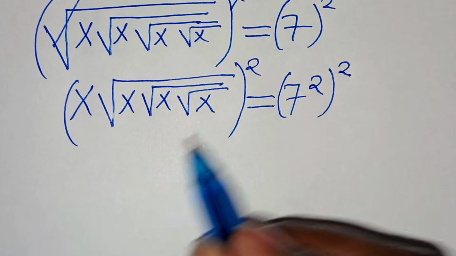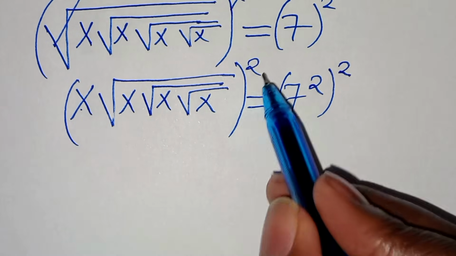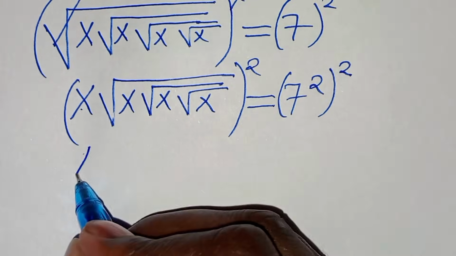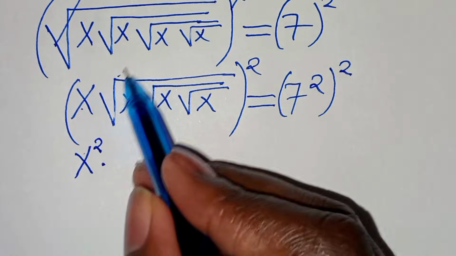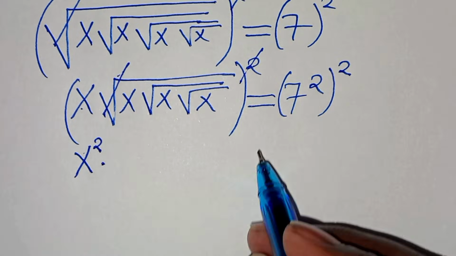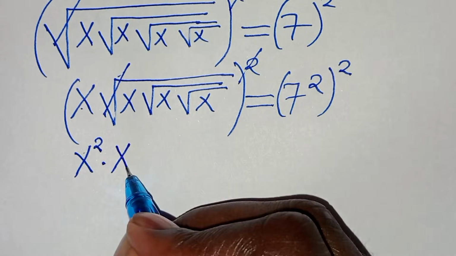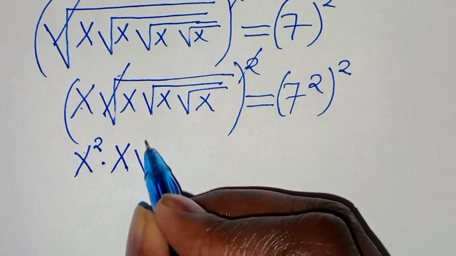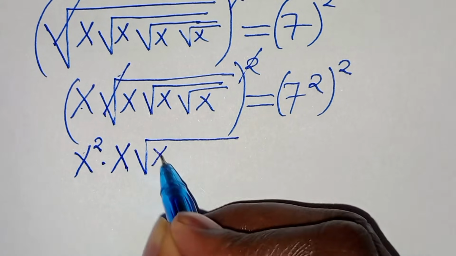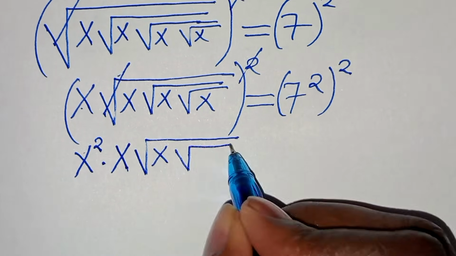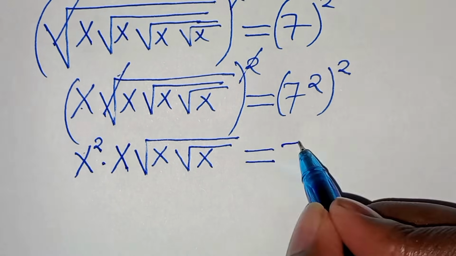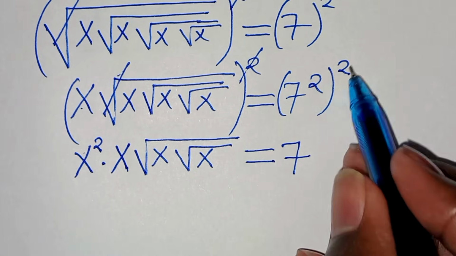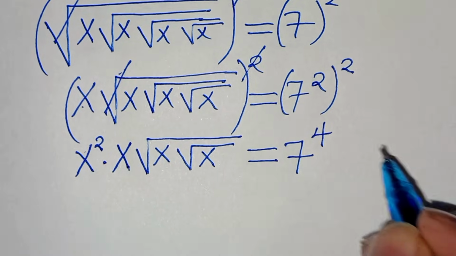Now in this case, this becomes x to the power of 2. So this is x to the power of 2 multiplying by, let's eliminate the second square root sign, so this is multiplying by x, then times square root of x, then multiplying by square root of x. This is equal to 7 raised to the power of 2 times 2, which is 4.